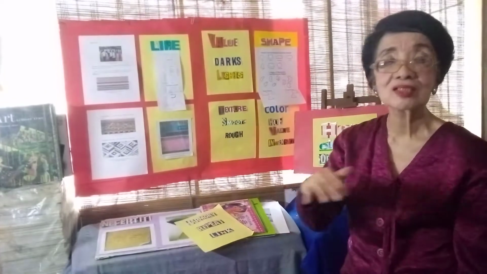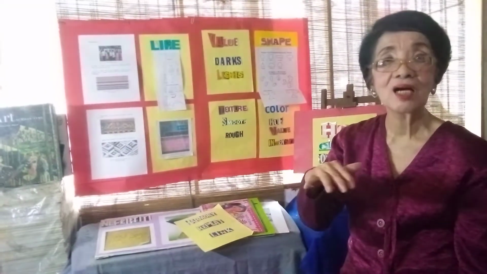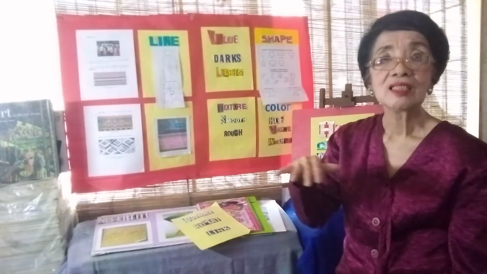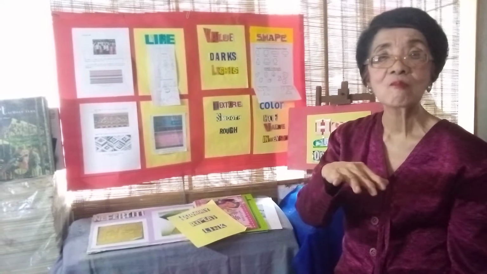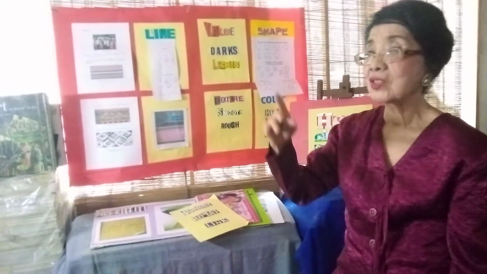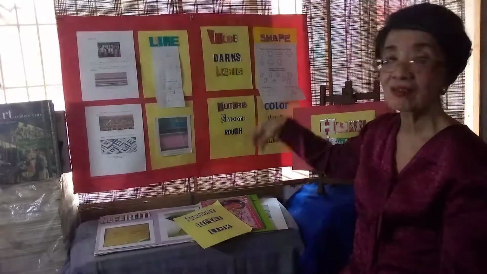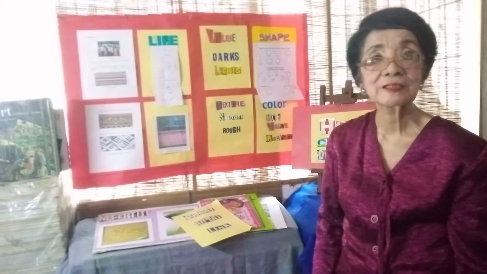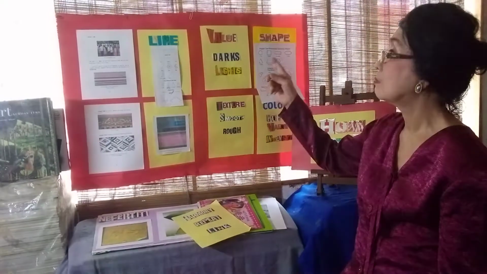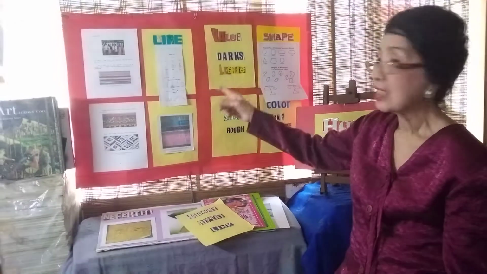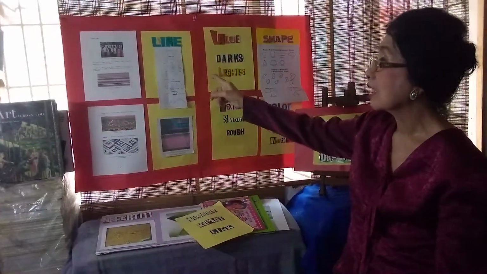And then you have the horizontal line, which is really calm, peaceful, and seemingly weak. But that is not the whole story, because when you combine line with other elements, you change the expression of the art piece. So we have the direction, and then we have your S.